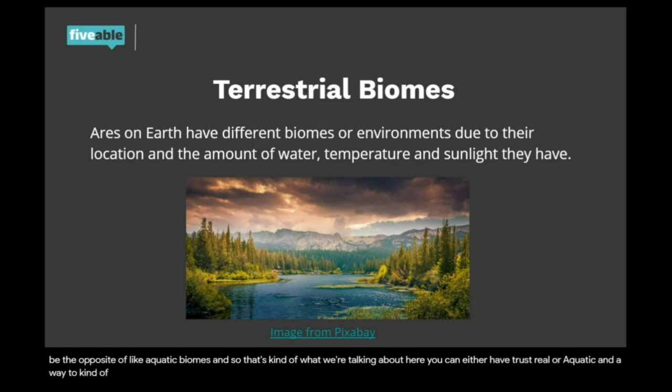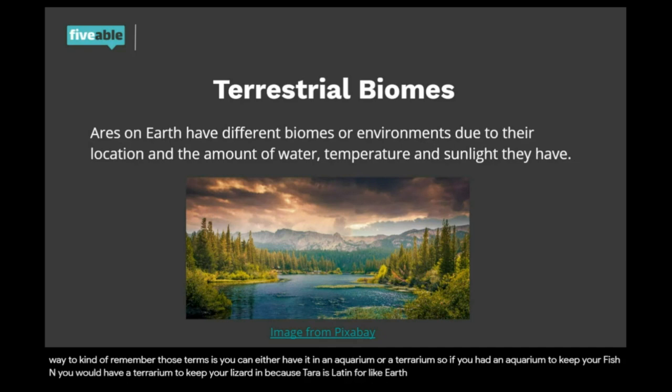A way to remember those terms is you can either have an aquarium or a terrarium. If you had an aquarium to keep your fish in, you would have a terrarium to keep your lizard in, because terra is Latin for earth or dirt. So that can help you remember it.